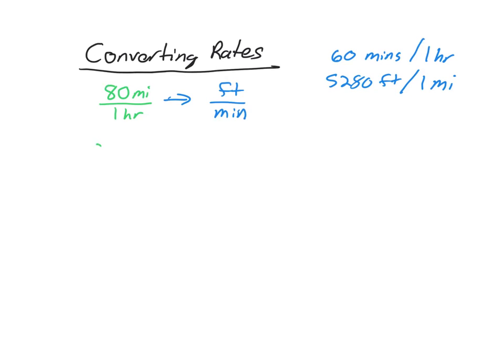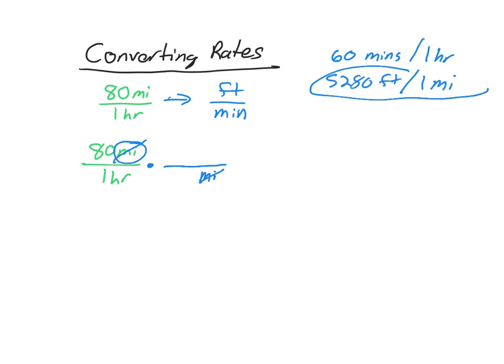So 80 miles over 1 hour. Now I need to convert the 80 miles and I need to convert the 1 hour. Doesn't matter which one we convert first. So just for sake of argument, let's convert 80 miles first. If I have miles on the top, I need to have miles on the bottom. That's how I get them to cancel out. So how can I write this so that there are miles on the bottom? Well, 5,280 feet over 1 mile. Miles cancel, good to go.